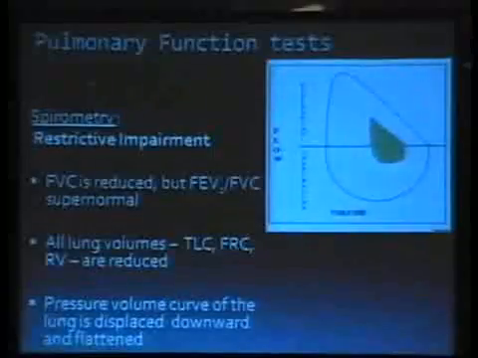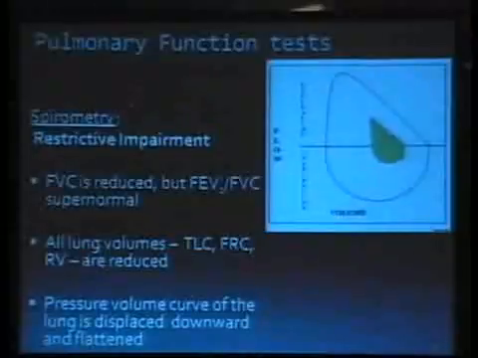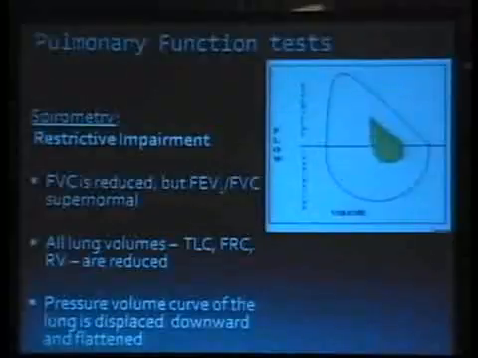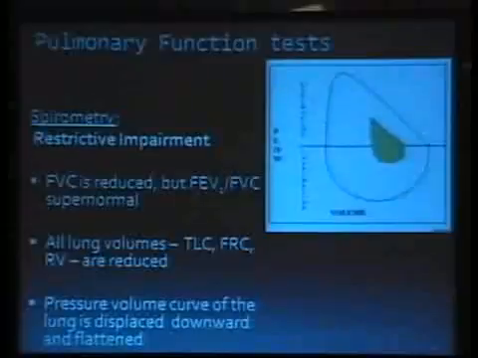Pulmonary function tests. Forgive me if I'm too basic here, but the first kind of pulmonary function test that one does is called spirometry, which is where one asks the patient to take a deep breath in and blow it out as hard and as long as possible. And this is called the flow volume loop. The top part of the loop is expiration, the bottom part of the loop is inspiration.